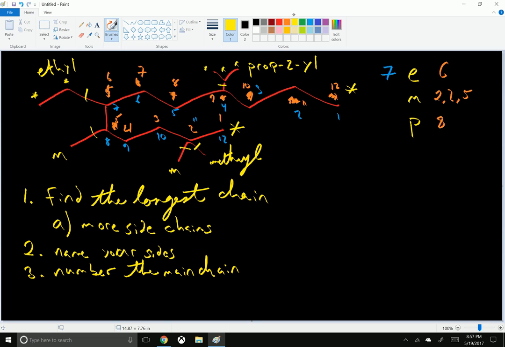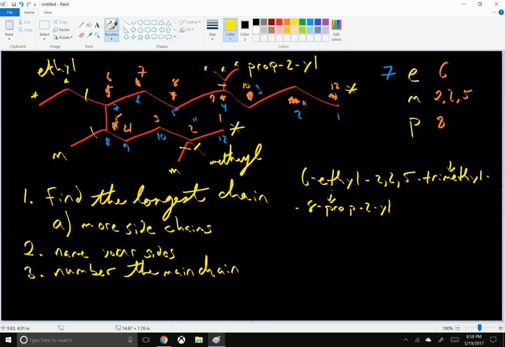Now let's go ahead and name this based on the orange numbering. It is going to be 6. Put a dash in between numbers and letters. 6-ethyl. 2,2,5-trimethyl. Dash. 8-prop-2-yl. Now remember, M comes before P.